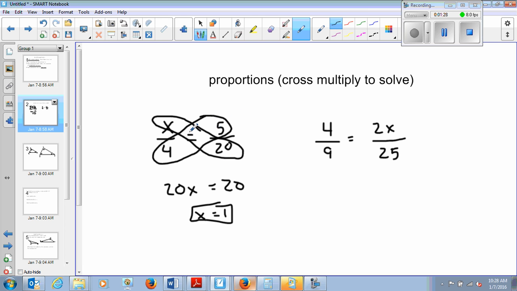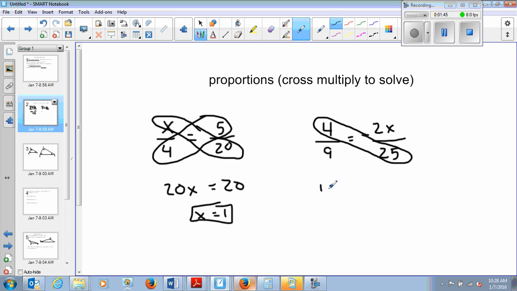We may have triangles that have side lengths 1 and 4, and then another triangle that has side lengths 5 and 20 in the same place. So they would be proportional. You might have a situation where instead of just a variable, you have a number and a variable. But still we cross multiply to solve proportions.